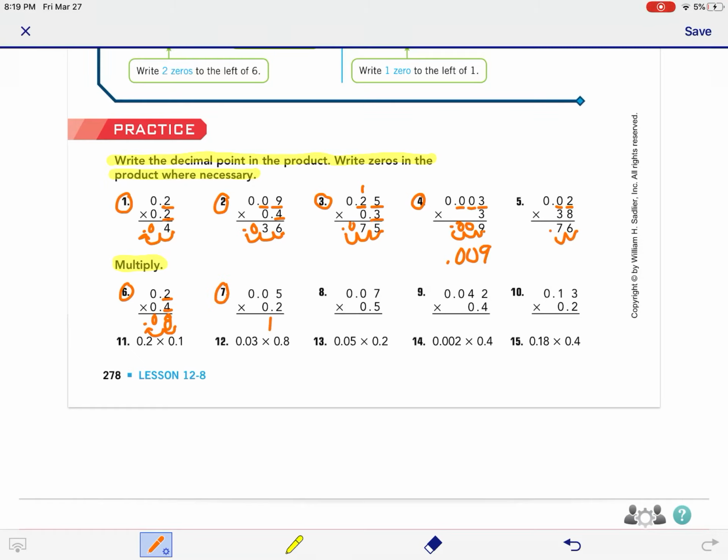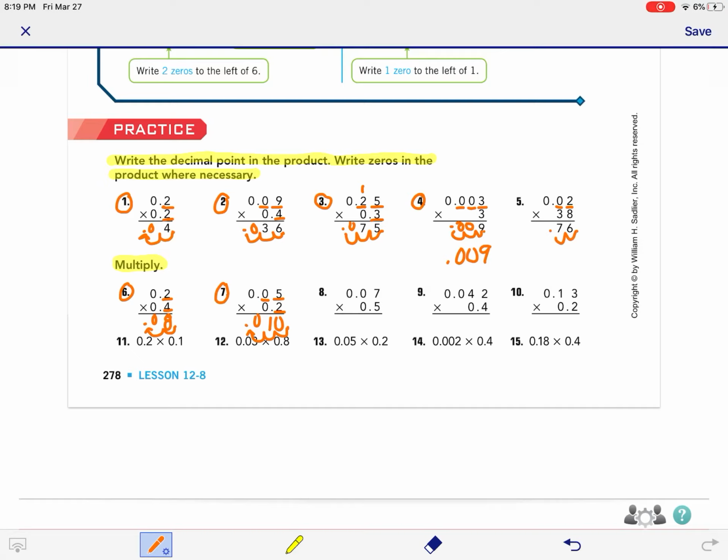Okay, let's do number 7. 5 times 2 is 10. Where are we going to put that decimal point? 1, 2, 3. There's 3 decimal places in our factors. So we're going to take the decimal point and go 1, 2, 3. It goes right there, and there's our 0. Okay?